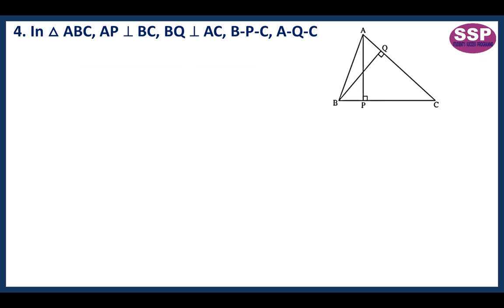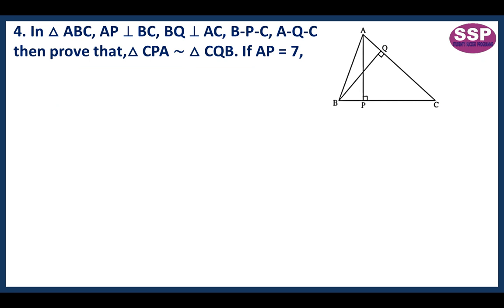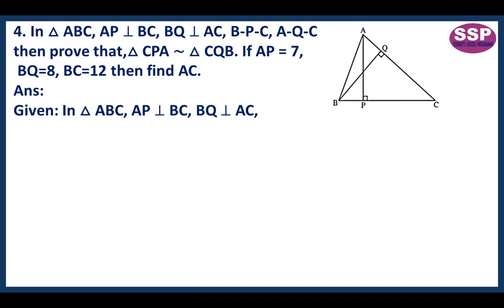Next problem. In triangle ABC, AP perpendicular to BC, BQ perpendicular to AC, with P on BC and Q on AC. Then prove that triangle CPA is similar to triangle CQB. If AP is equal to 7, BQ equal to 8, BC equal to 12, then find AC. Now here we have to write what is given. In triangle ABC, AP perpendicular to BC, BQ perpendicular to AC. Then write, to prove: triangle CPA similar to triangle CQB.